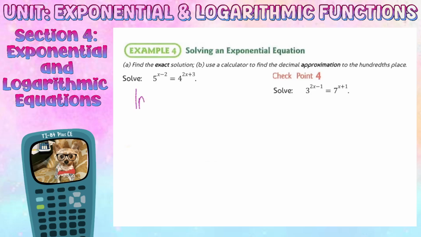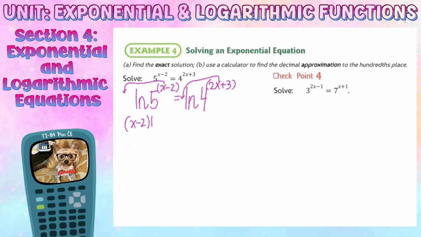What I'm going to do is start off by taking the natural log of both sides. So I'll write the natural log of 5 to the x minus 2 power equals the natural log of 4 to the 2x plus 3 power. Since natural log is indeed a logarithm, I can bring my powers out in front, with parentheses around them, using the power property. So now I have x minus 2 out front times ln 5, and 2x plus 3 out front multiplied by ln 4.